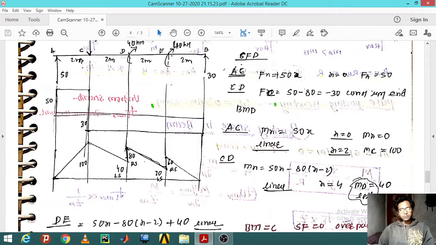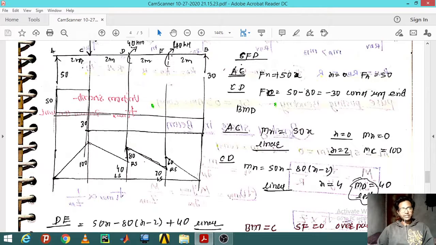The moment is going to vary as the x value varies from 0 to 2, and with respect to that the moment is going to be 50 into 2, which is nothing but 100 kilonewton meter. And as we know the nature of the point load, for the shear force diagram it is horizontal, and for the bending moment diagram it is going to be an inclined line. So from A to C it is going to be an inclined line from 0 to 100 kilonewton meter.